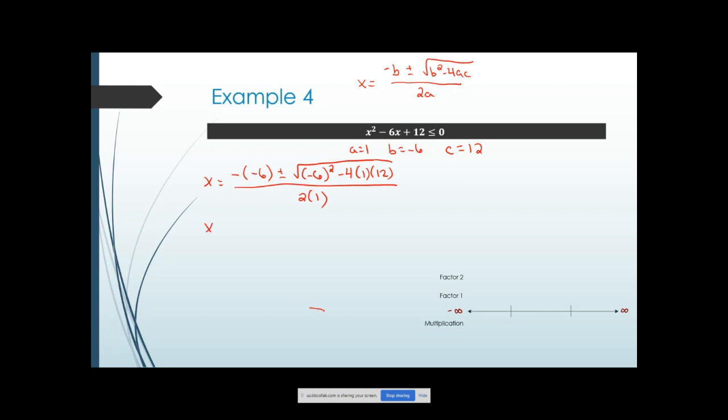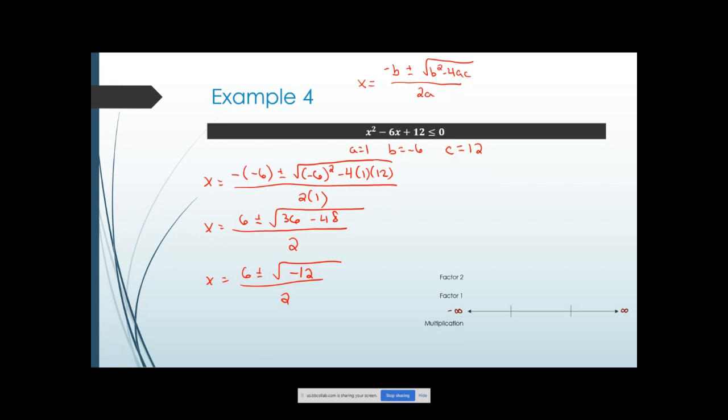So x equals negative, so let's cancel, I have 6 plus or minus. And then inside the square root, negative 6 squared is 36. And then 4 times 12, I believe, is also 36. 48. Apparently, I cannot do my multiplication of 12s. 3 times 12 is 36. 4 times 12 is 48. Okay. That's why I have my calculator. And then 2 times 1 is 2. Okay. Now, 36 minus 48, that's going to give me a negative, so plus or minus square root of negative 12 over 2.